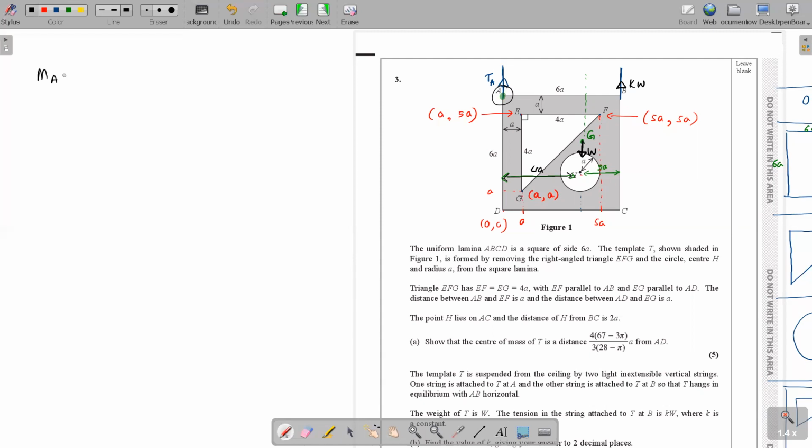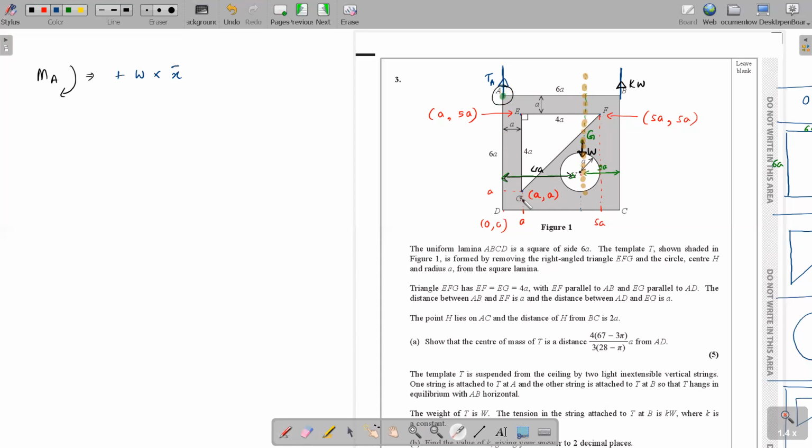So moments around A, I'll take clockwise as positive. We know anti-clockwise moment equals clockwise because it's in equilibrium, so the sum of moments must be equal to 0. We start with W. What sort of moment does W give? Clockwise. Around A, W pulls down, which means clockwise, so positive. Force is W into what's the perpendicular distance between this line of action and A? X bar.